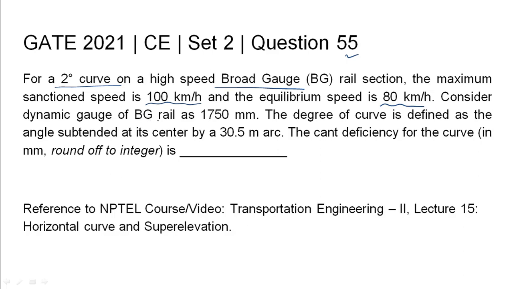Considering dynamic gauge of broad rail as 1750 mm, the degree of curve is defined as the angle subtended at its center by a 30.5 meter arc. The cant deficiency for the curve needs to be found in mm and should be rounded off to the nearest integer. The relevant NPTEL reference has been cited.